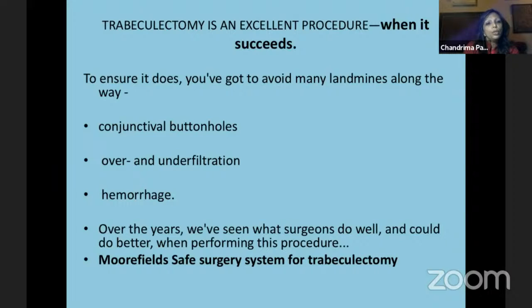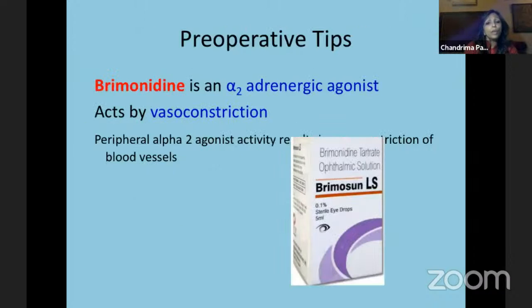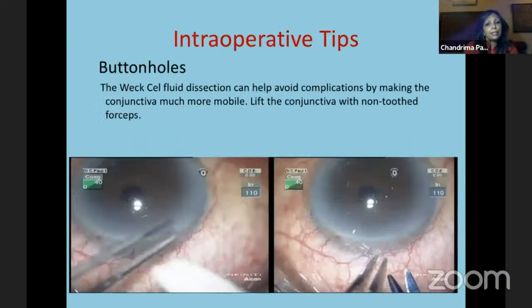With that, I move on. Trabeculectomy is an excellent procedure when it succeeds, and to ensure that it does, you've got to avoid many landmines along the way. That's conjunctival buttonholes, over and under filtration, and hemorrhage. And over the years, we've seen that surgeons do well and could do better when performing this procedure, and in came the Moorfields safe surgery system of trabeculectomy. I have no financial interest here, but if you instill a drop of brimonidine into your conjunctival sac just before you start operating, it could help you see your way through the bleeding blood vessels.